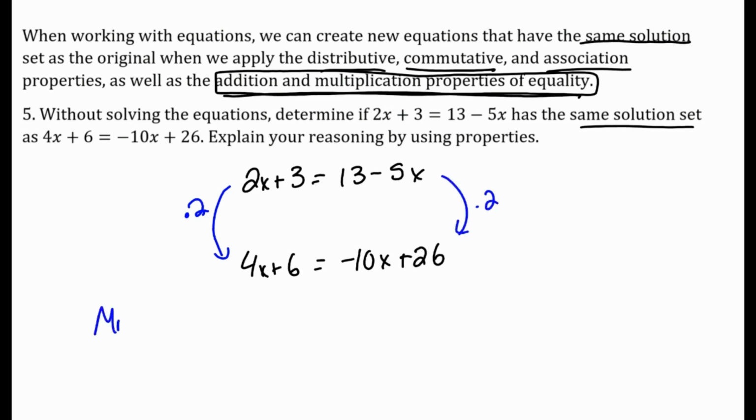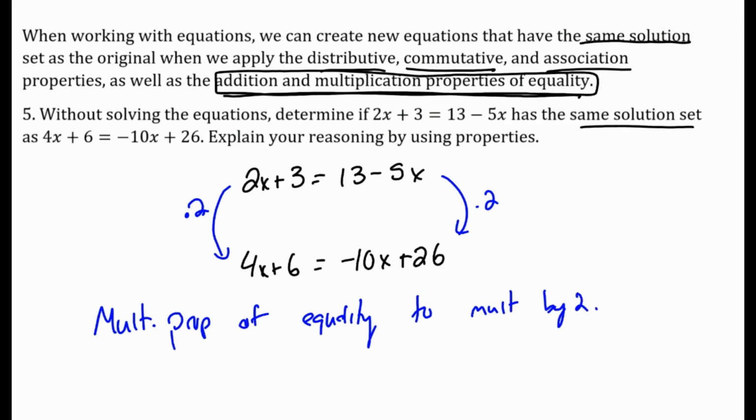So I use the multiplication property of equality to multiply by 2. But wait a minute, it would be 26 minus 10x. It looks like these guys switch spots. What lets me say that I can switch the order of things? That's the commutative property. That's the commutative property of addition. I can switch the order in which I'm adding things. So instead of doing 13 minus 5x, I did negative 10x plus 26. I switched the order there, as well as multiplying by 2.